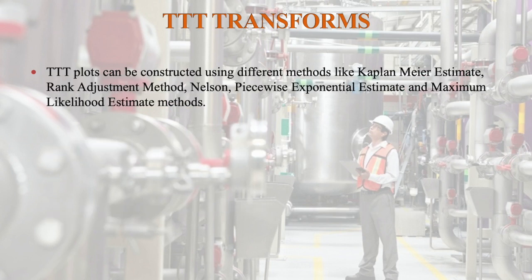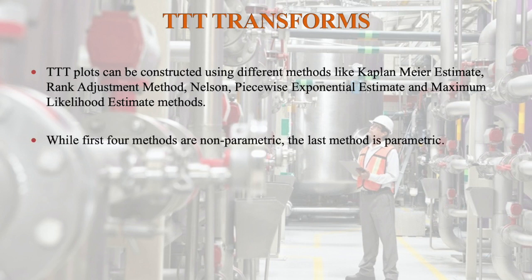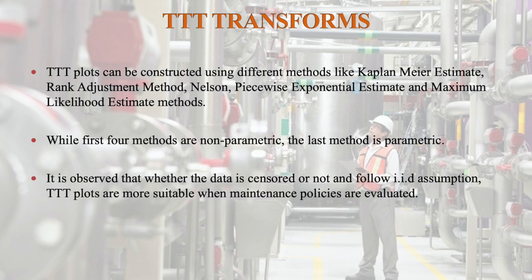TTT plots can be constructed using different methods like the Kaplan-Meier estimate, rank adjustment method, Nelson, piecewise exponential estimate, and maximum likelihood estimate methods. While the first four methods are non-parametric, the last method is parametric. It is observed whether the data is censored or not and follows the IID assumption. TTT plots are more suitable when maintenance policies are evaluated.